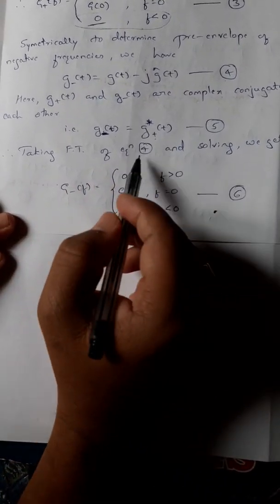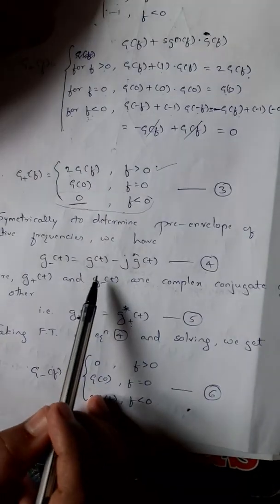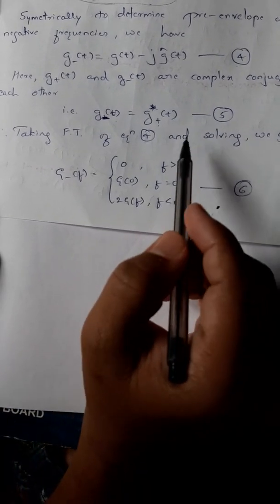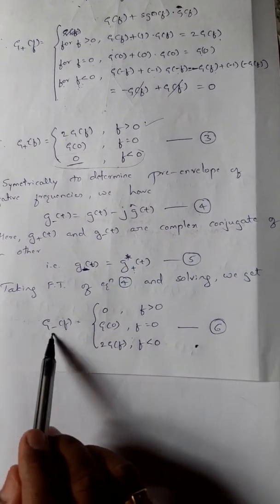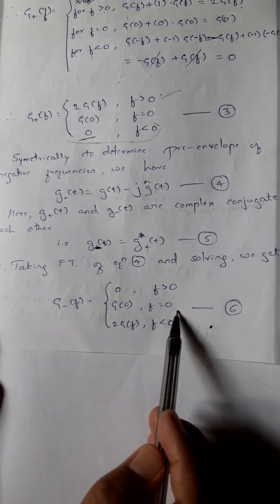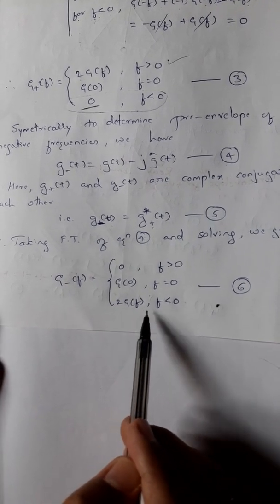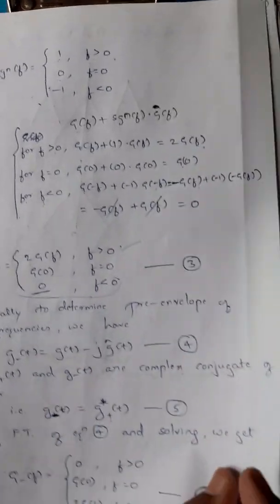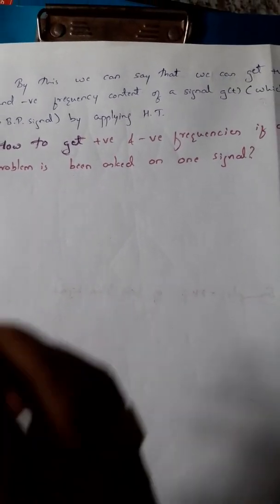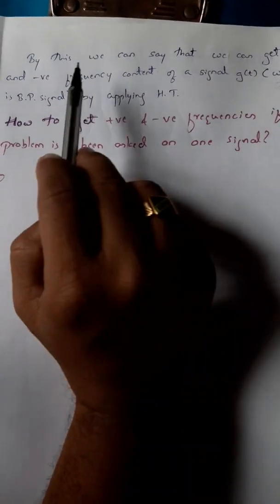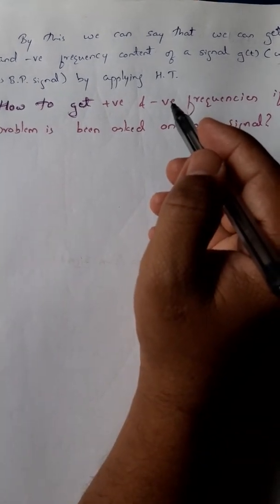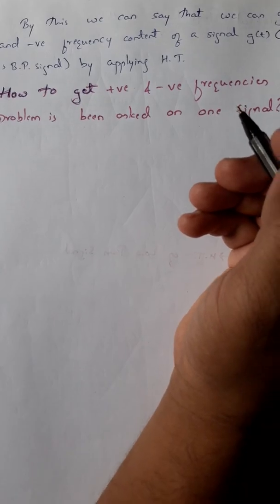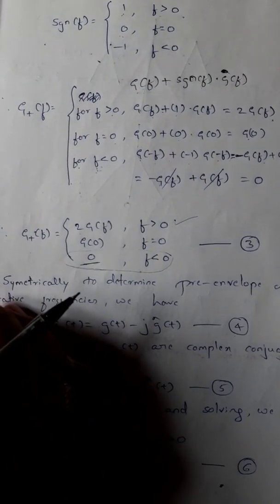Taking the Fourier transform and solving, if I do the same mathematics as above, you can do it as an exercise. Just simplify as shown here. I am going to get g minus of f equal to 0 for positive frequencies. For f equal to 0, it is g of 0. For negative frequency, it is 2g of f. So by this we can say that we can get the positive and negative frequency content of a signal g of t, which is a bandpass signal, by applying the Hilbert transform or pre-envelope. This is what the pre-envelope says.